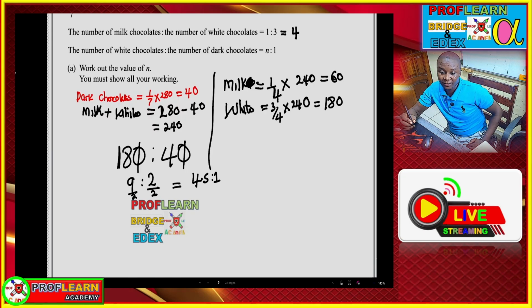What's the value of n? Just write in the comment section. You are asked to find the value of n. So what's the value of n? Just write in the comment section. Let me get to know whether you can see what n is.